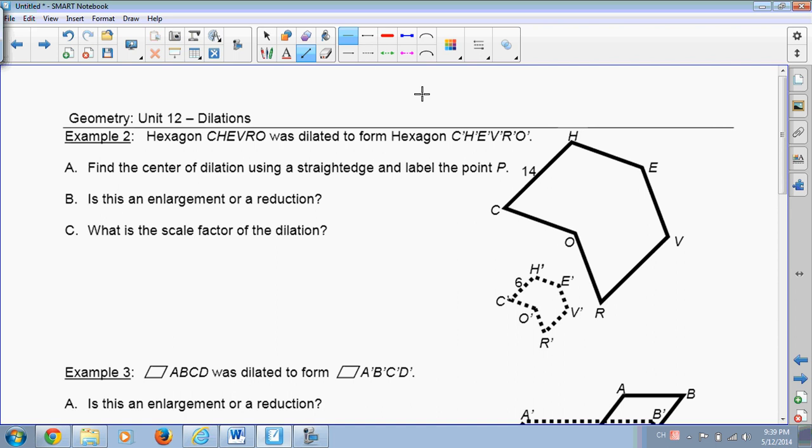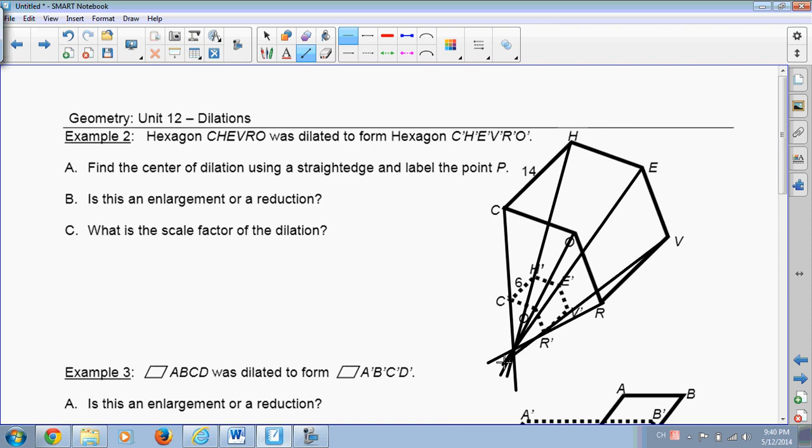So what you're going to do is take a straight line. You might need a ruler, and you would connect C to C prime and just continue it straight on. You can do the same thing with H to H prime. Continue it straight through. O to O prime. And what you're going to start to notice is they're all going to start crossing at the same point. R to R prime. E to E prime. And V to V prime.